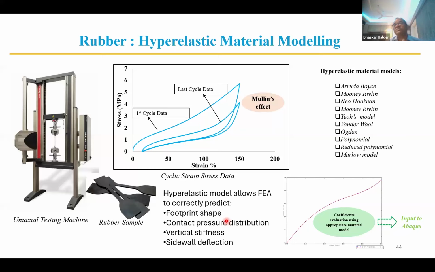What is the inflated shape? Because for a tire I have to put some inflation pressure. So with this inflation pressure, what may be my dimensions, whether the dimensions are within the standard or not. That type of FEA simulation can be done through hyperelastic material modeling in Abaqus FEA.